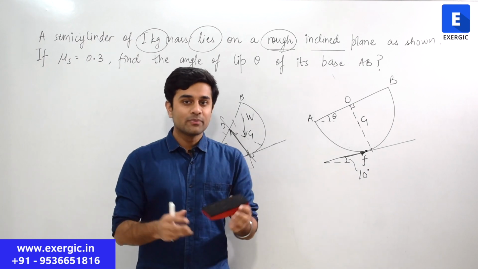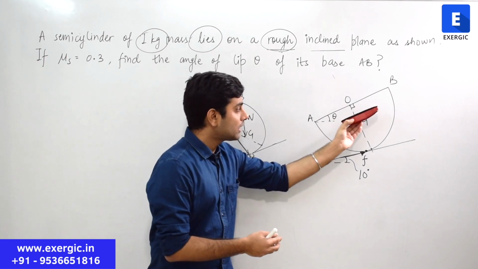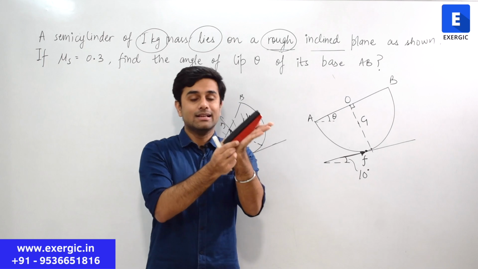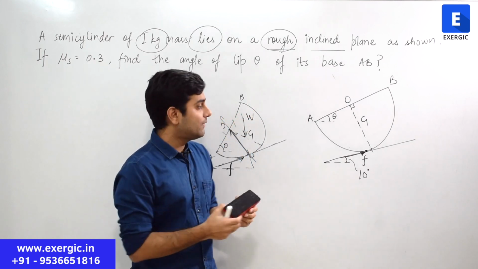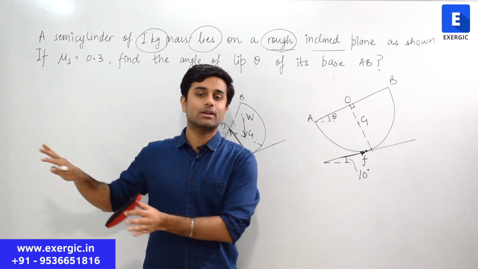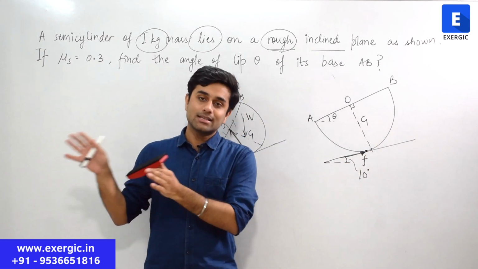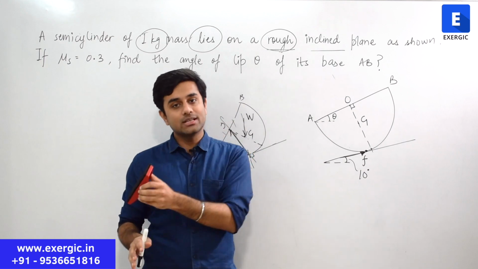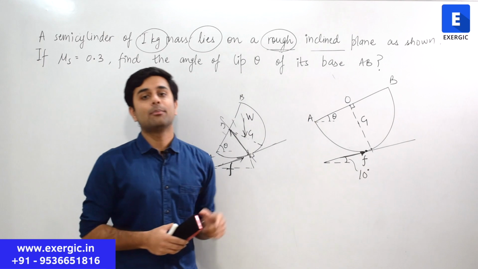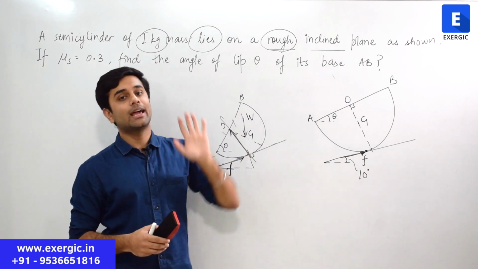But let's not talk about rolling. Let us assume here that this body as a whole tries to slip down. This semi cylinder tries to slip down. So if it is trying to slip down, friction is going to act upward. So don't consider rolling, reject it. Just consider sliding here, and using sliding also you can tell that the direction of friction will be in the upward direction, up the inclined plane.